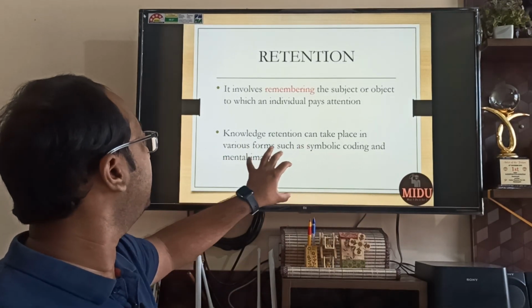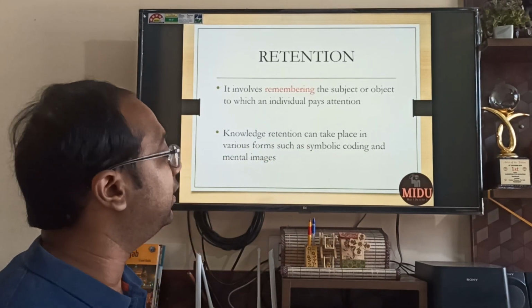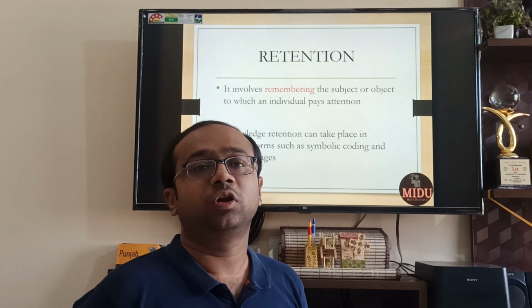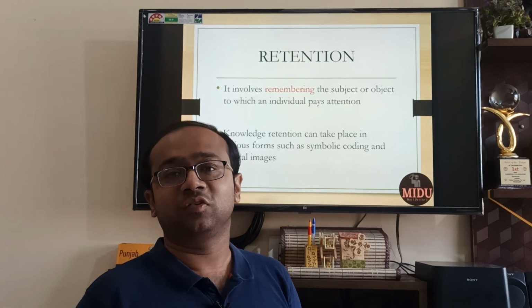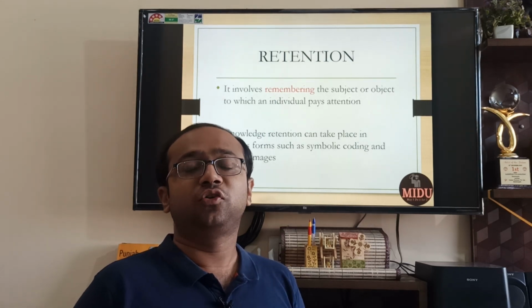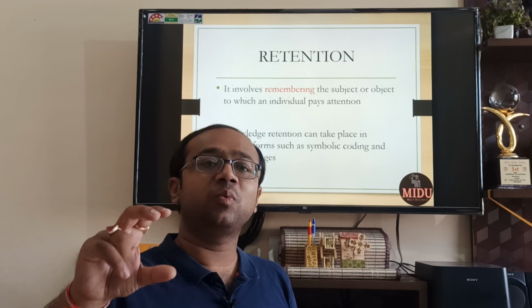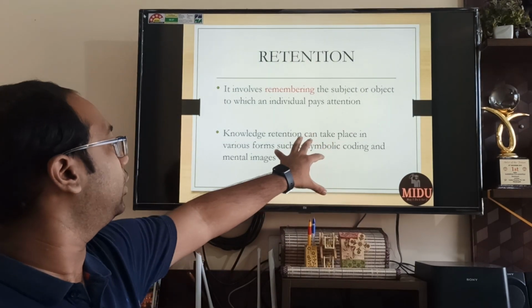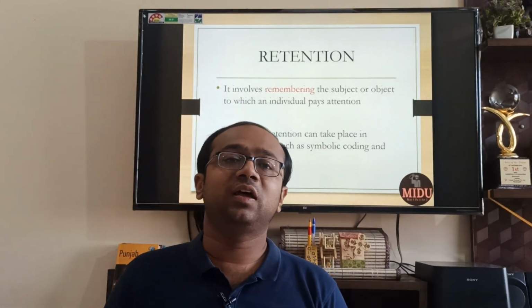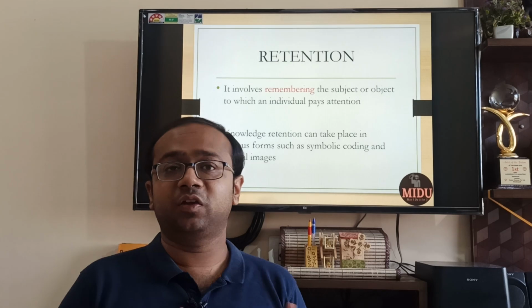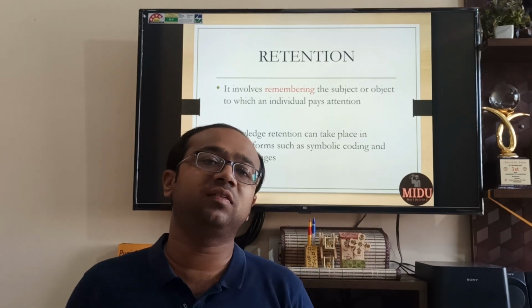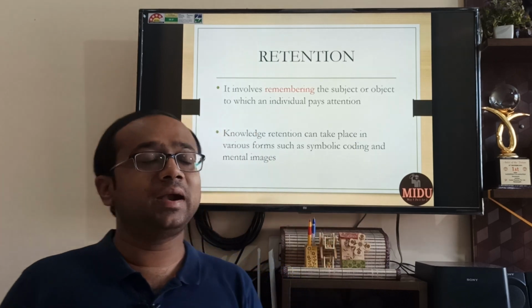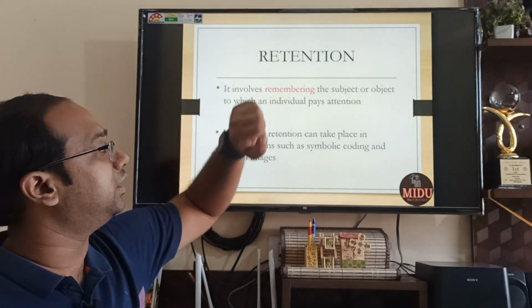Knowledge retention can take place in various forms such as symbolic coding and mental images. When we were kids, there might be very difficult chapters, but you used to learn them by making some correlations, by making, for example, short forms. Okay, this is a difficult sequence, maybe I make a short form and learn it that way. That is symbolic coding. Mental images: whenever there is some complex thing in mind, you make a picture of it. So for example, whenever someone says rose, jasmine, the images come in your mind. Why? Because your mind has that mental image. So those things are retained in your mind.